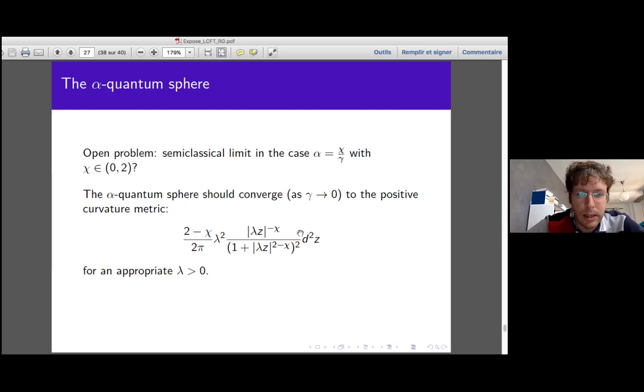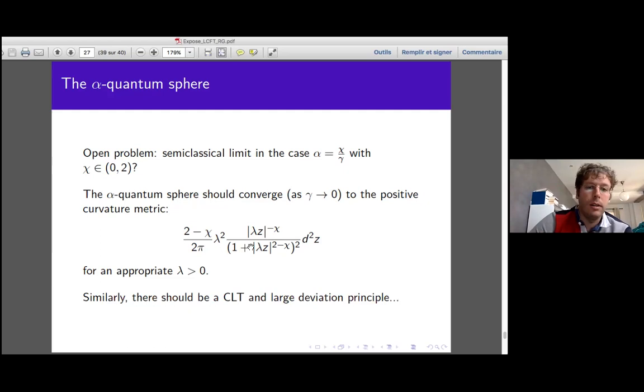Okay, and so in particular, if you take the quantum sphere, you're taking alpha equals gamma, and this corresponds to chi equals 0 here. So for the quantum sphere with alpha equal gamma, it should converge to the round metric on the sphere, renormalized to have volume 1. This is something that we didn't do. And also there should be a central limit theorem and a large deviation principle associated to this convergence.